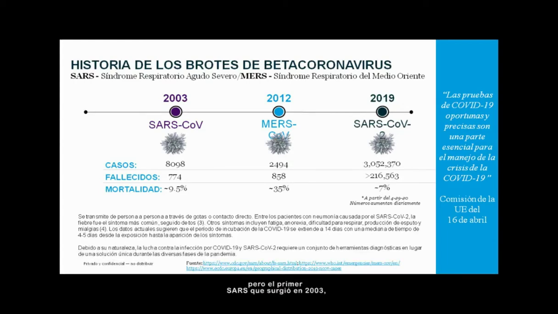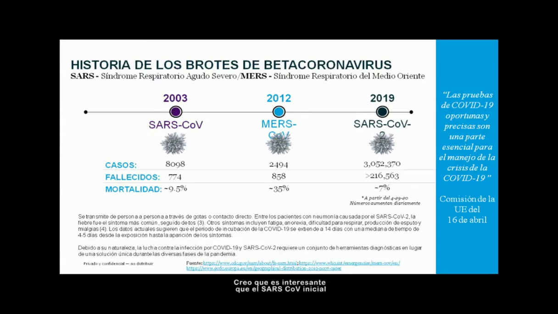But the first SARS that came around in 2003, I think it killed about 700 or 800 people. I think the numbers vary very slightly. But the mortality was about 9.5%. If we look at MERS, the mortality was significantly higher at 35%. And now we see SARS CoV-2 mortality is about 7%, and the exact numbers above that change daily. And these numbers were taken from the end of April, so obviously things have changed since then.